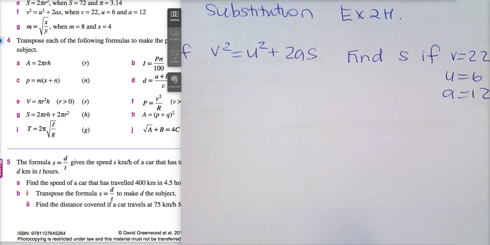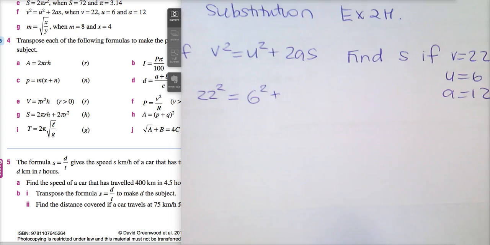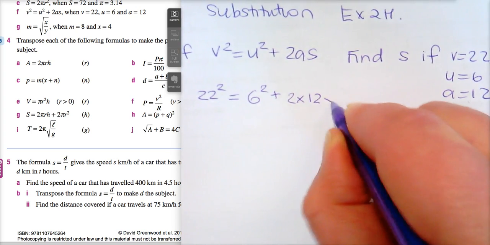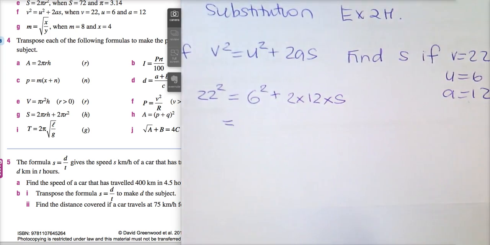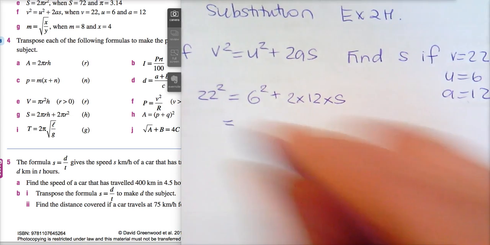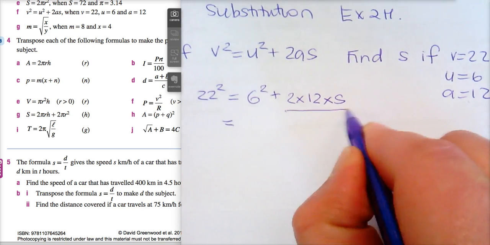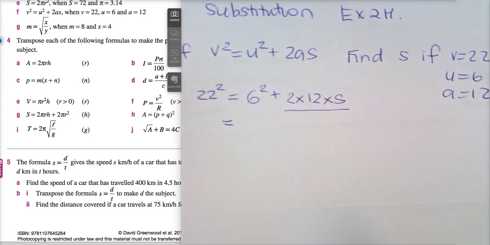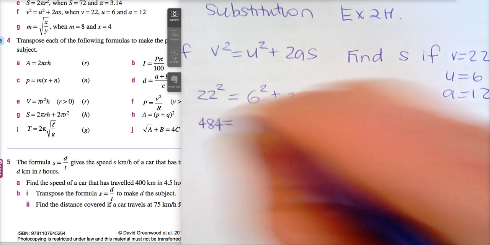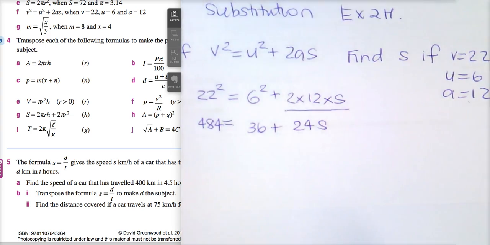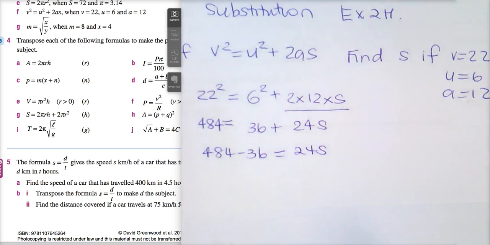What do you do? Substitute. So 22 squared equals U squared, which is 6 squared, plus 2 times A times S. This one's actually not the type that I thought it was. You can work out 22 squared or leave it for later. Anyone know what 22 squared is? 484 equals 36 plus 24S. I'm sure you know how to solve that. 484 minus 36 equals 24S.